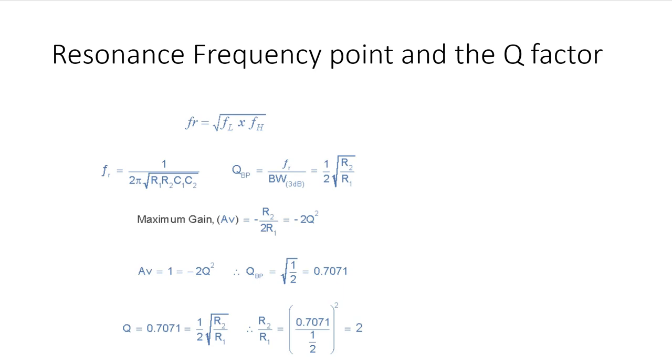The maximum gain of this amplifier is calculated as R2 divided by 2 R1. The Q factor, the quality factor, is determined by calculating the ratio of FR to the 3 dB bandwidth. The 3 dB bandwidth is the bandwidth between FC1 and FC2, let's say. So this is our half power or 3 dB bandwidth.